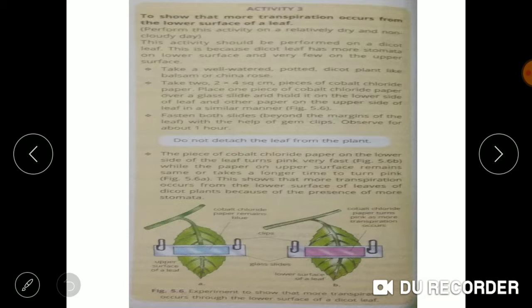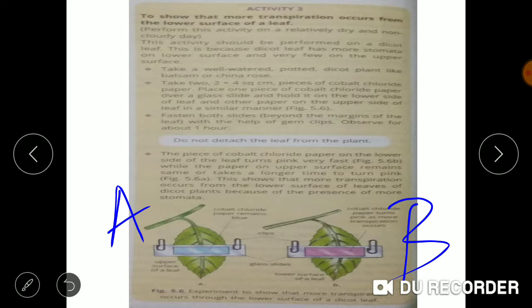There is an activity to show that more of the transpiration occurs from the lower surface of the leaf as compared to the upper surface of the leaf. So for this, they have taken two dicot leaves and they have attached them in such a way. They have taken the paper clip, glass slide, and cobalt chloride paper. So two dicot leaves they have taken. One we'll mark as A and another we'll mark as B. And this plant is kept in the presence of sunlight.